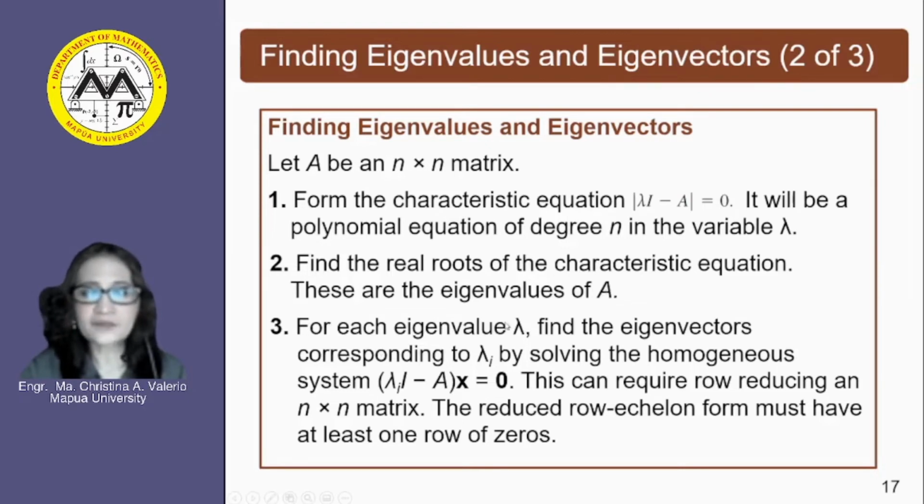For each eigenvalue lambda, find the eigenvectors corresponding to lambda by solving the homogeneous system of linear equations, wherein we have lambda times the identity matrix I minus A, times X, equal to 0. Now, this can require row reducing an n by n matrix. The reduced row echelon form must have at least one row of zeros.